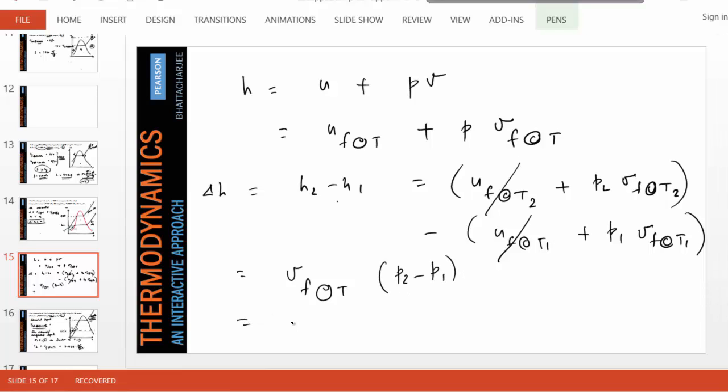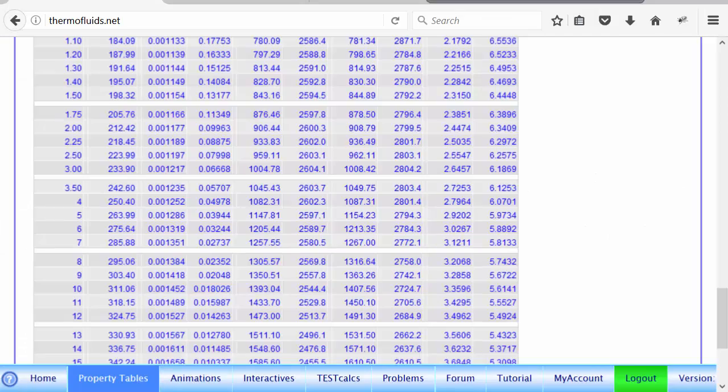So in other words, which is 0.001, VF at 25 degrees Celsius will be very close to that. We can go and verify if you want. And then it's 5,000 minus 100, which is 4,900. So it will be 4.9 kilojoule per kg. We can go and verify quickly.